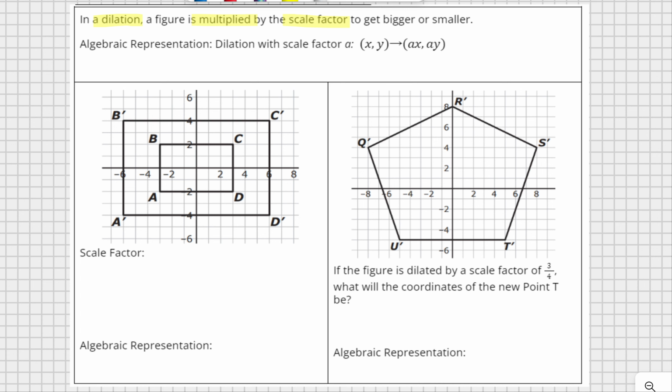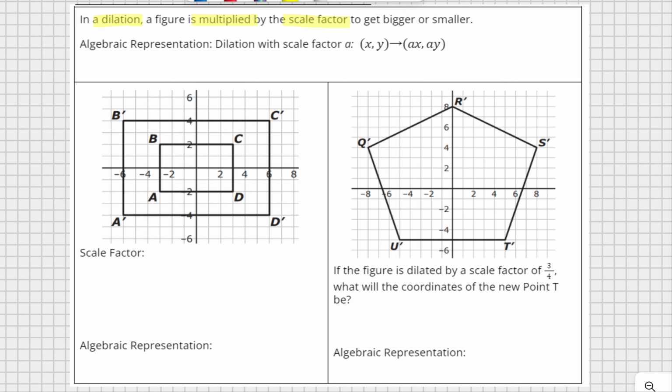The way that you can represent a dilation algebraically is by showing the scale factor times x and the scale factor times y. So if the scale factor is a, we would say that it's a times x, or ax, and a times y, or ay.